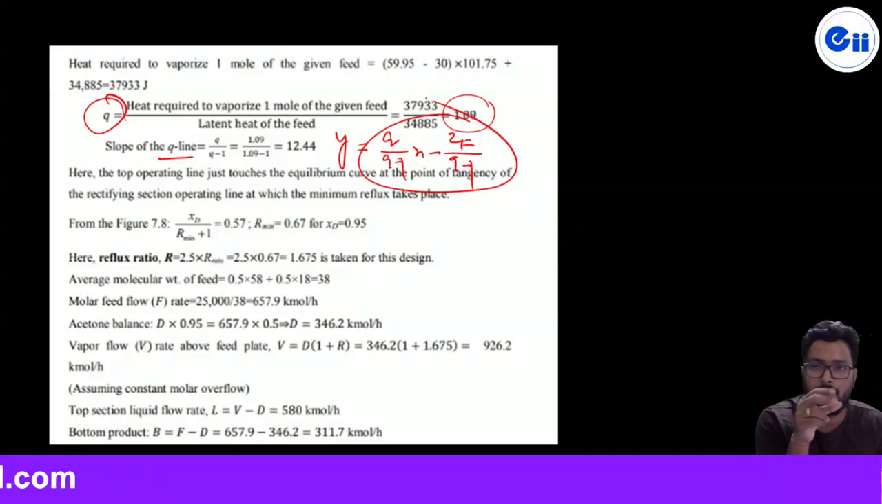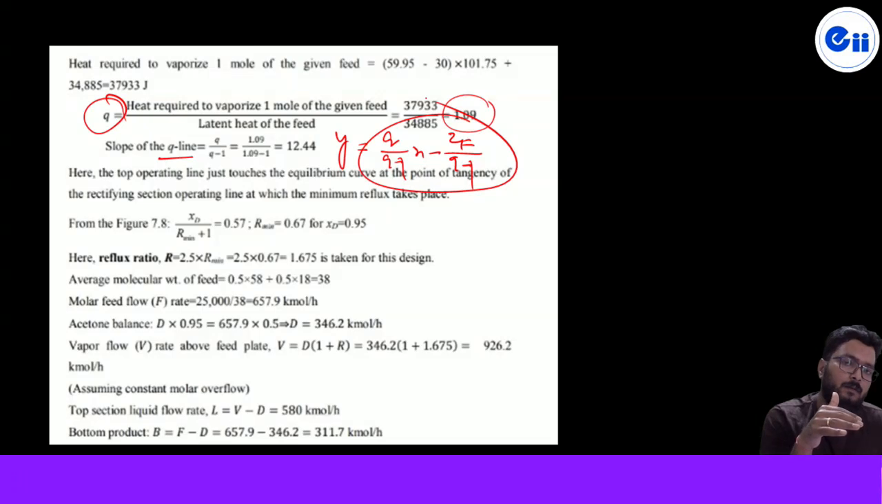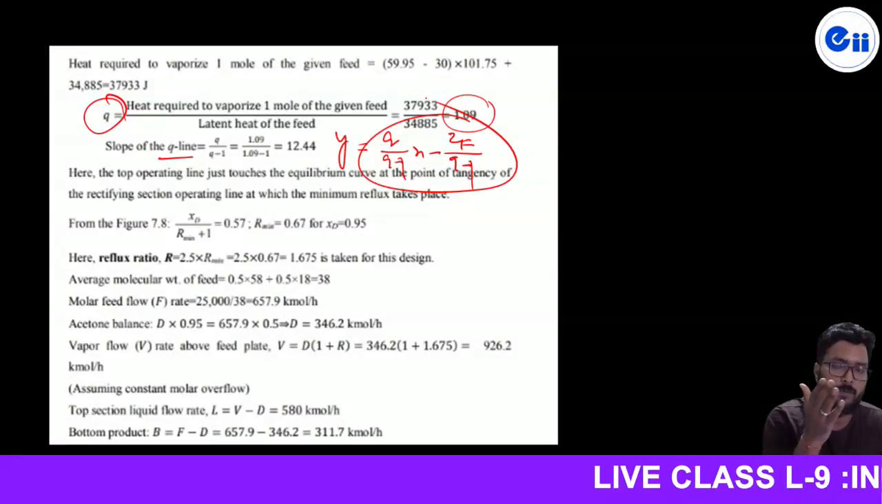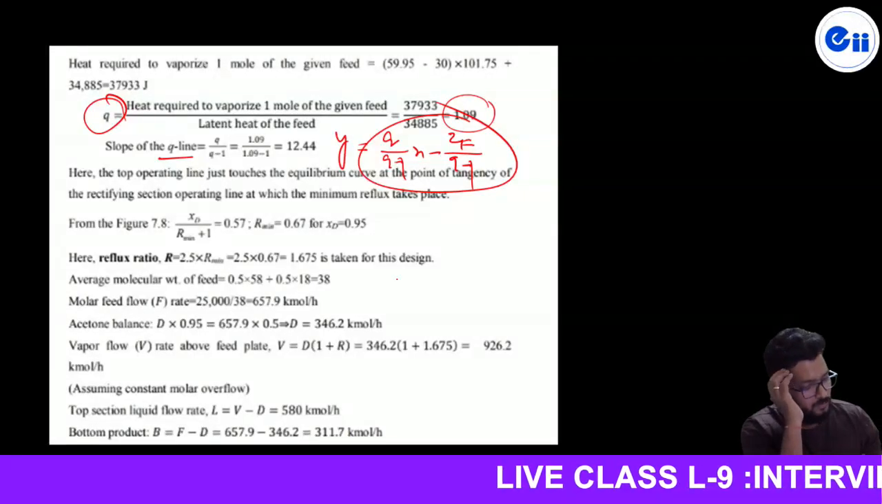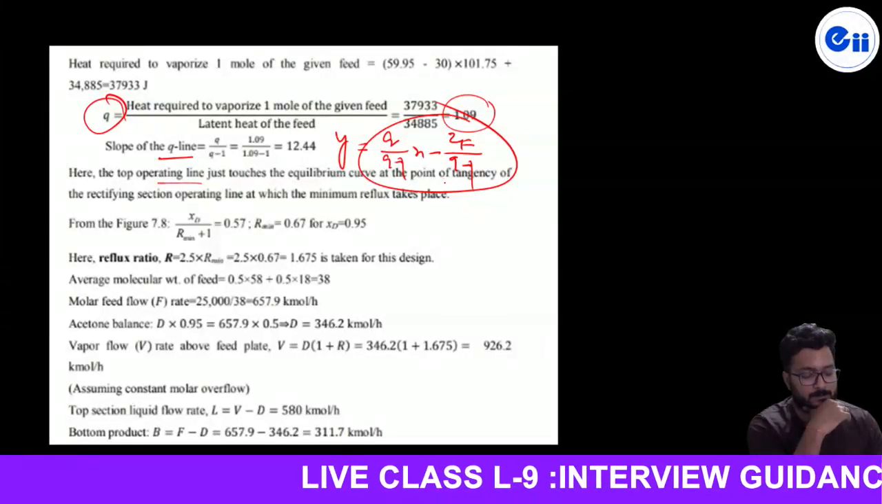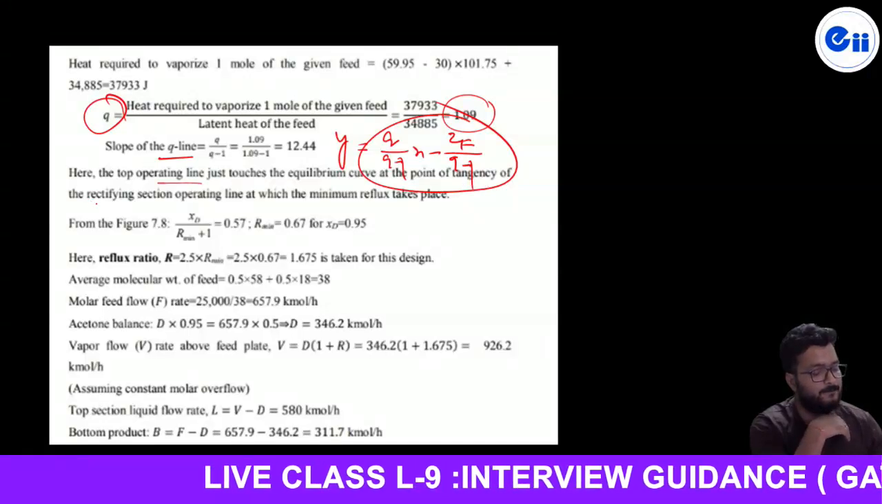I have told you the Q line is the locus of intersection of the upper and lower operating lines. So here the top operating line just touches the equilibrium curve at the point of tangency of the rectifying section.